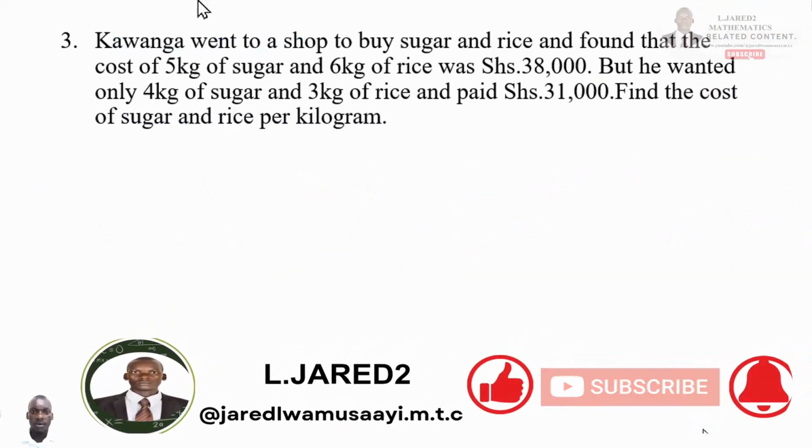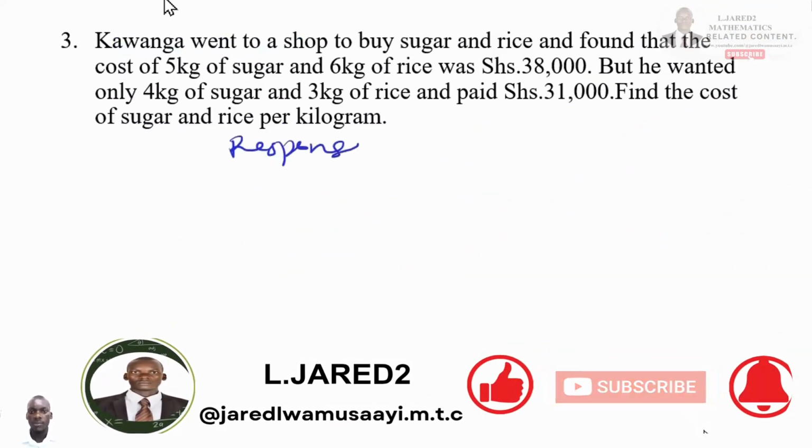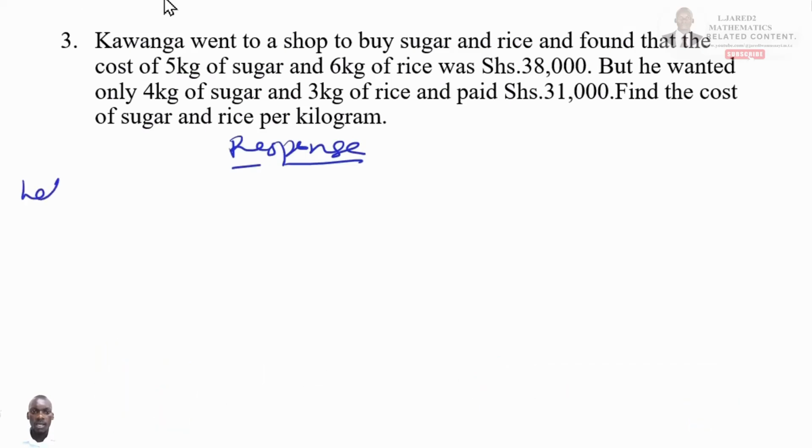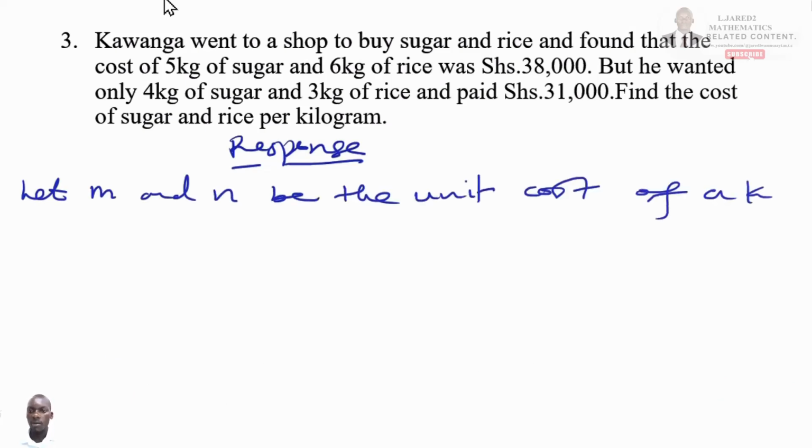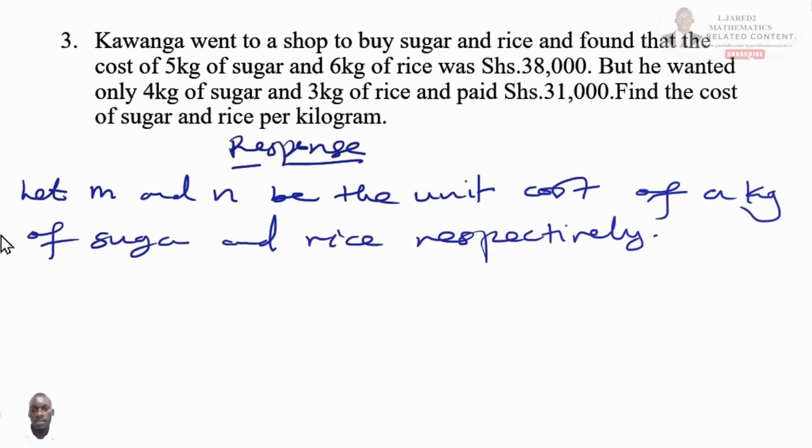Number 3, let us have our response. Still we can begin by letting M and N be the unit cost of a kilogram of sugar and rice respectively. So implying that the next step we are going to analyze the statements and form equations. So this side we can say that we have the sugar, then we have the rice, then the other side we have the total costs.